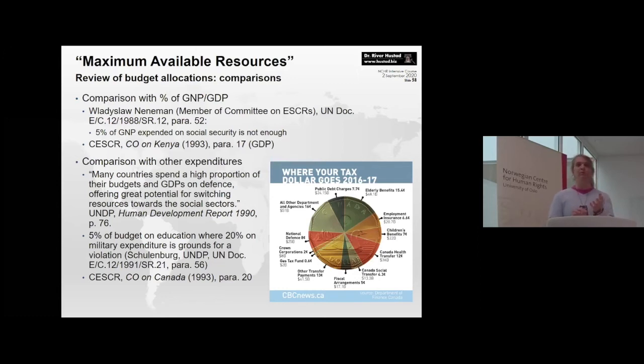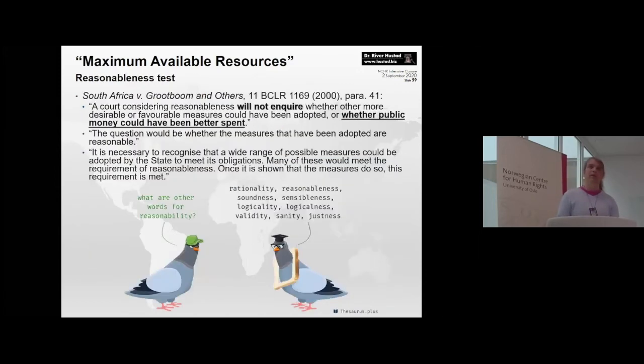So for example, 5% of budget on education, where 20% on military expenditure is grounds for a violation, the UNDP has said. So these sorts of comparisons between budget allocations are part of determining whether or not maximum available resources have been made available. But the test that is used, and this is the test that has been adopted into the optional protocol to the Covenant on Economic, Social, and Cultural Rights, is a reasonableness test. Whether or not the allocation of resources is reasonable in those circumstances.